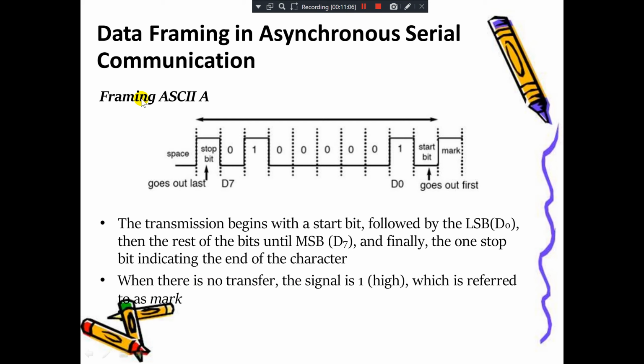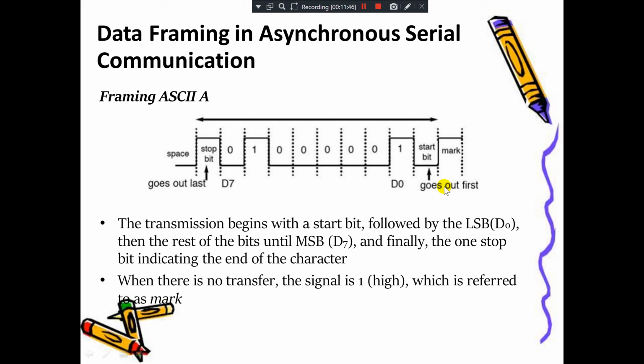Okay, the framing of ASCII, as I already discussed, in asynchronous serial communication we have a start bit and stop bit in a framing. So here you imagine a data of 8 bits, that is D0 to D7, which is having 0 1 0 0 0 0 0 1 and which is prefixed with start bit and suffixed with stop bit. The start bit is indicated as 0 and stop bit is indicated as 1. So in a frame, if you consider 8 bits of data, plus start bit and stop bit, both are 2 bits, it totally comprises 10 bits.